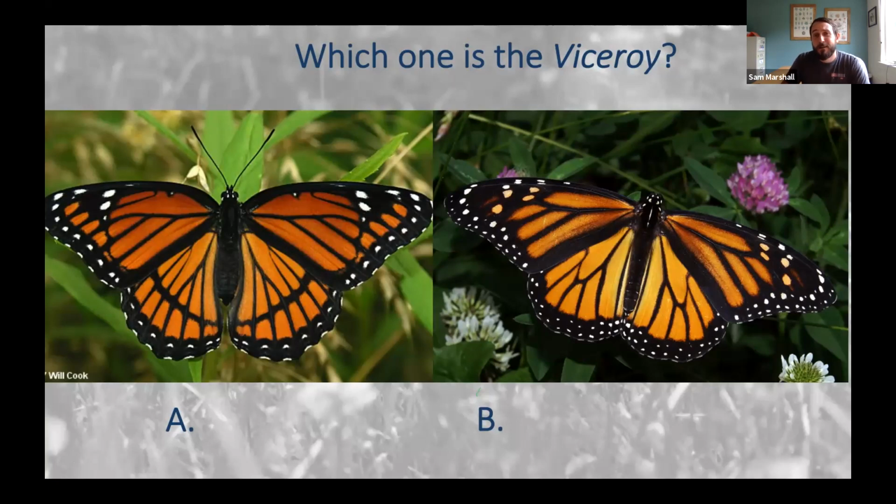So they rely on this classic form of mimicry, and very convincingly so, to the point that most predators are unable to tell the difference between a viceroy and a monarch. So pretty incredible how animals can mimic one another. One is totally edible, the other one is totally inedible, but it's really difficult to tell the difference.